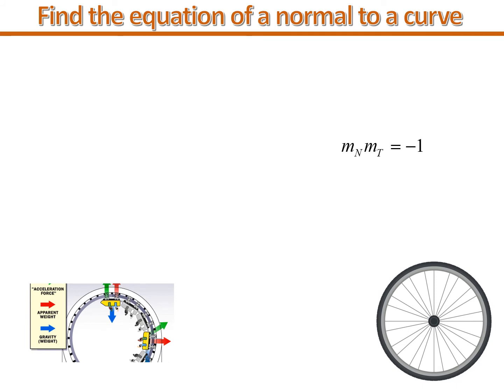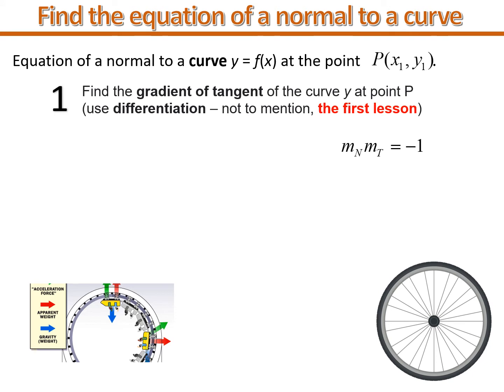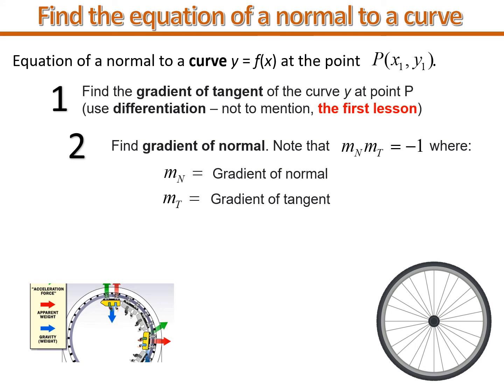Let's find out how to find the equation of a normal to a curve. The equation of a normal to a curve y equals f(x) at the point P(x1, y1). First, find the gradient of the tangent of the curve y at point P. Use differentiation and also refer to the first lesson. Number 2, find the gradient of the normal. Note that the gradient of the normal multiplied by the gradient of the tangent equals -1, where mn is the gradient of the normal and mt is the gradient of the tangent.